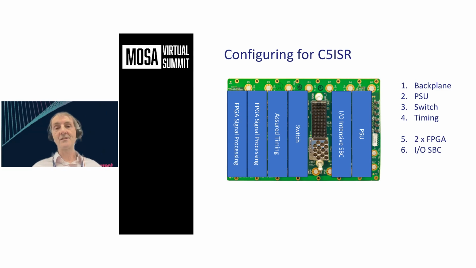And perhaps if you're doing some C5ISR, you've got a more heavyweight signal processing application. You need perhaps a couple of FPGA boards to do that. In this particular example, I've got an IO intensive processor to collate that data, provide some intelligence, maybe display it, have some user inputs, and perhaps then assimilate that data and use a DDS service to spread that to the relevant people who need to know.